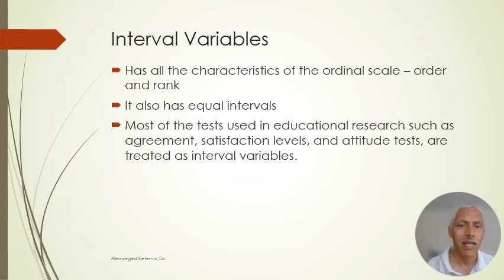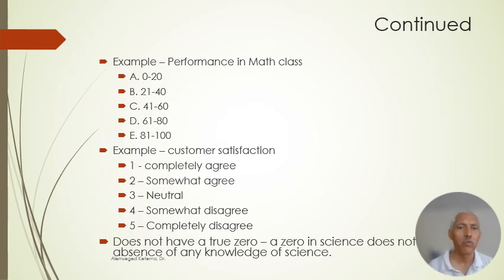Usually we use the Likert scales. Level of satisfaction, we do the same. Attitude tests are all treated as interval variables. For example, these ones will be intervals. You may be using 0 to 20 to see the performance in maths, and then the next one is 21 to 40, then 41 to 60. So you can see the intervals are equal: here you have 20, the next one has 20, the next one has 20. Each of them has equal intervals.